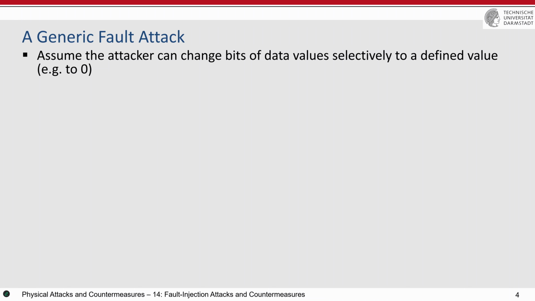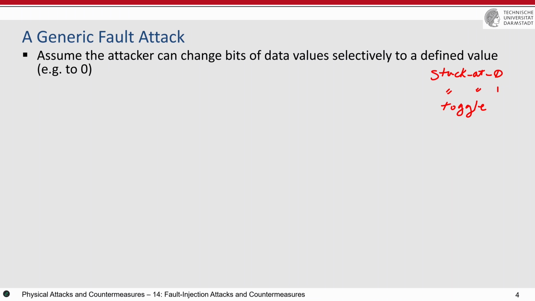If we assume that the attacker is able to change the values of bits to a particularly defined value, for example, to 0, we call this fault a stuck at 0. If you say the attacker can inject a fault in a way that one particular bit will be 1, then it's a stuck at 1. And we have also the toggle fault model.